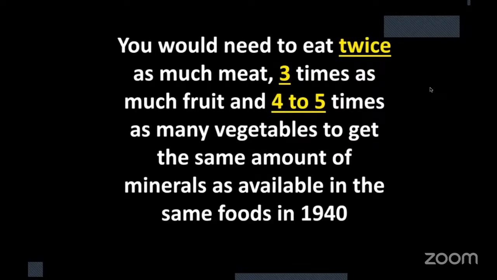We'd have to eat twice as much meat, 3 times as much fruit, and 4 to 5 times as many vegetables just to get the same amount of minerals as would have been available in those same foods in 1940. I have lots of data on that that I'm not going to go through this morning because I have a short amount of time, but you will find it on my website, and it's all published in peer-reviewed international scientific journals.